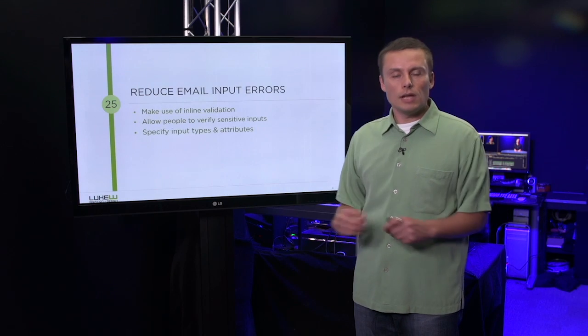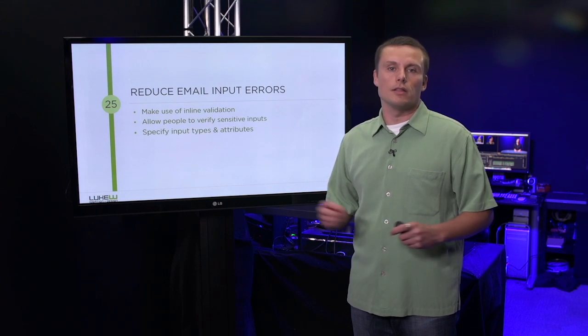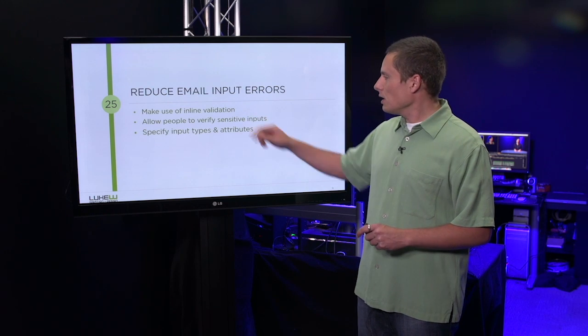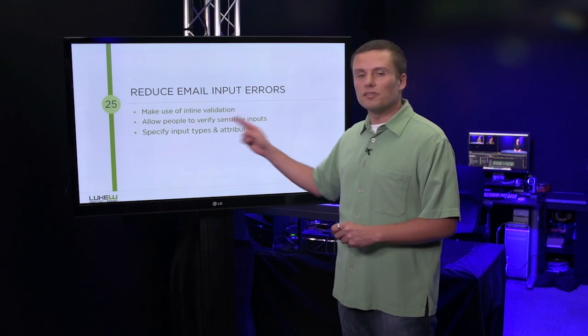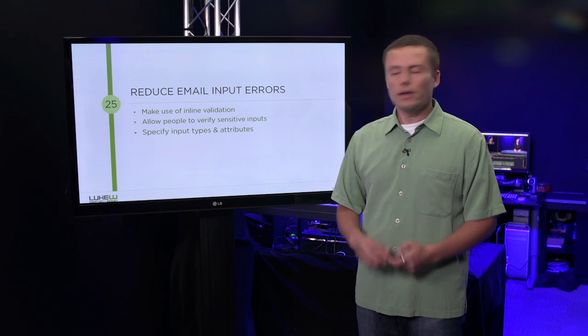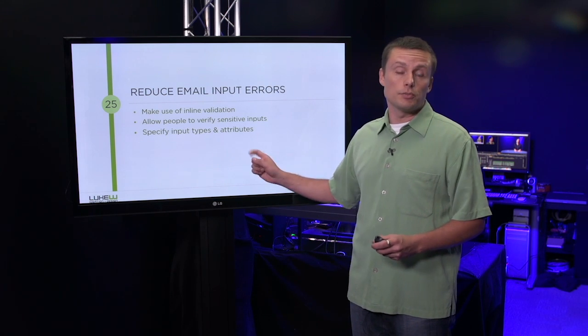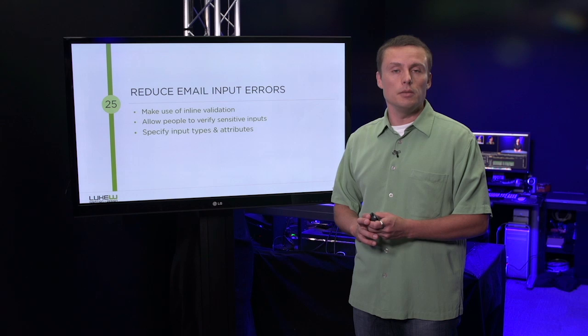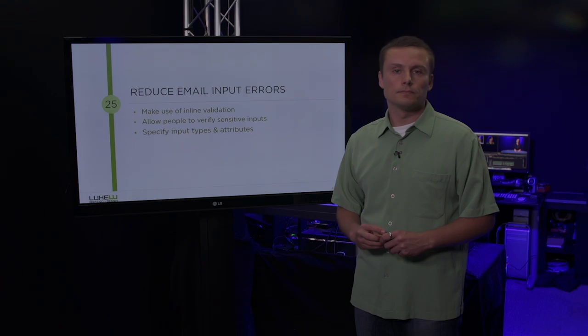As you can see, there's a lot of things we can do to reduce invalid email entry. We can make use of inline validation. We can allow people to verify inputs that are important to us after they've entered that information. And we can make use of input types and attributes to make that process of collecting the email easier to begin with.